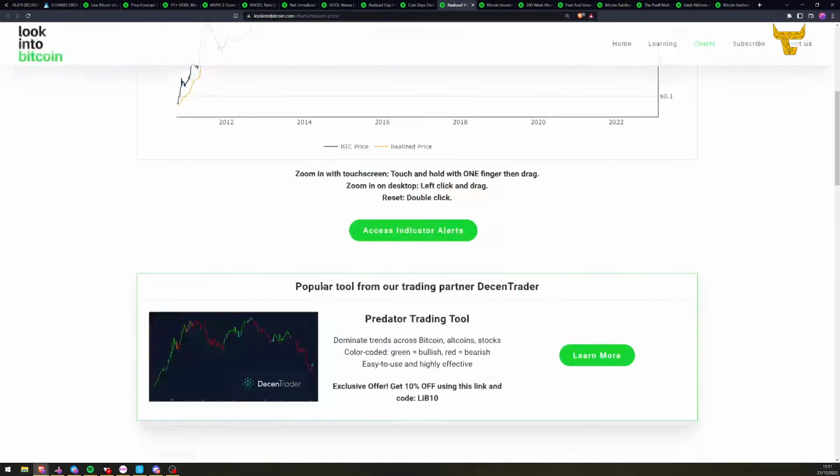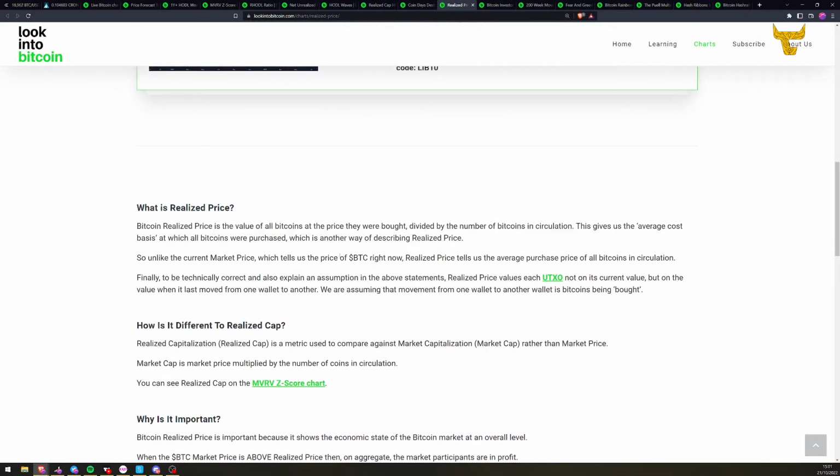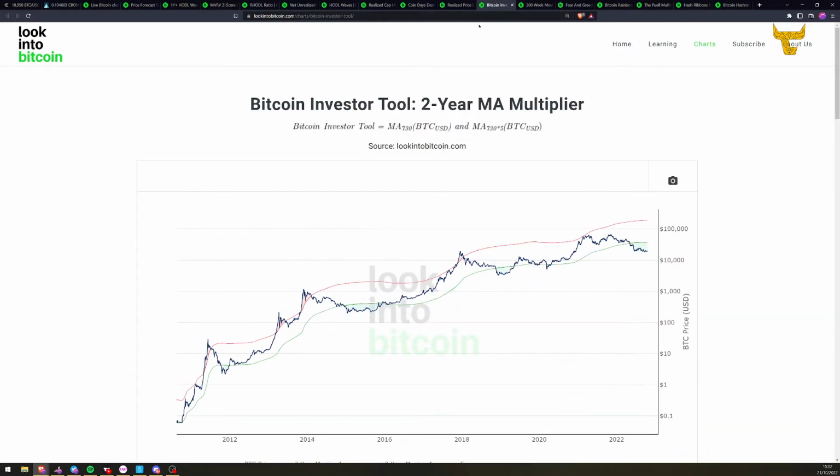Realized price. We talked about this. That's the price of each Bitcoin when they were moved. Bitcoin investor two-year moving average multiplier. That's just a 2-year moving average. So each time we went below that 2-year, it was pretty good buy, obviously. And trying to forecast tops as well by multiplying this 2-year average by 5, simply. Right now we are clearly under it.